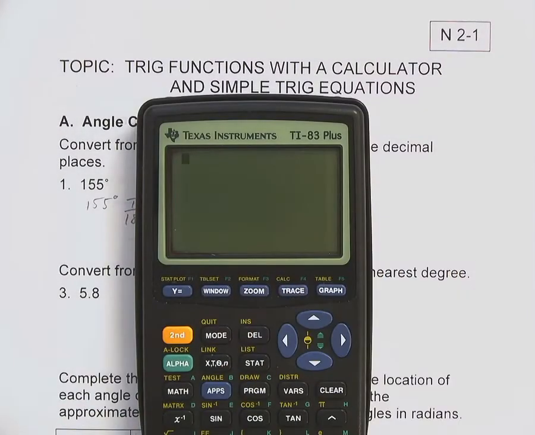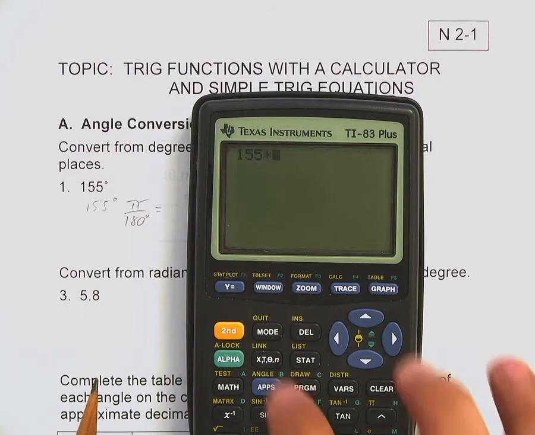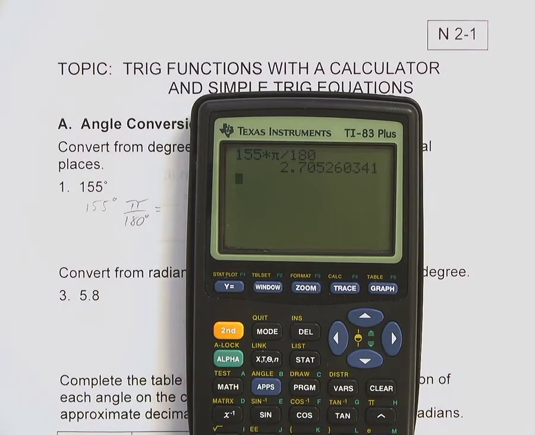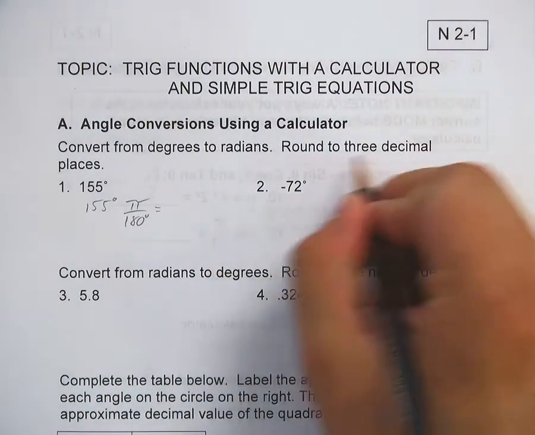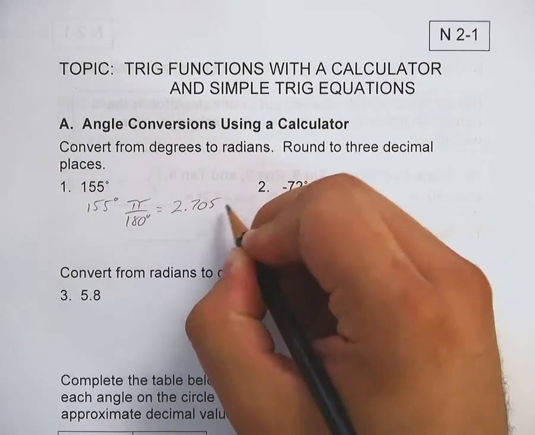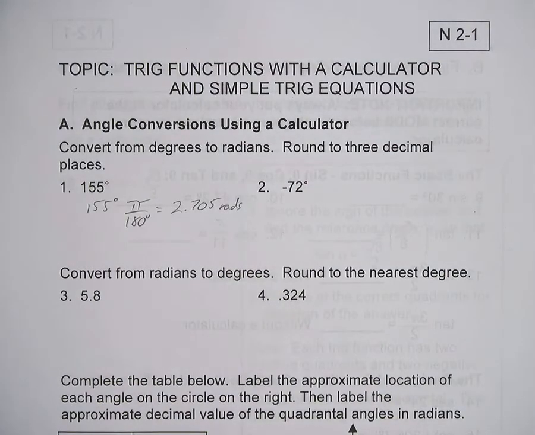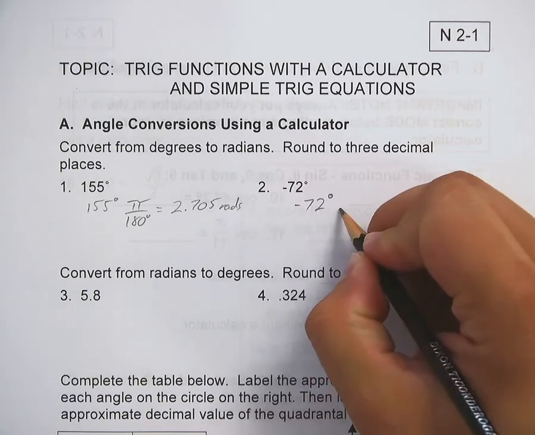And look, I have my handy dandy calculator here. Times pi over 180 gives 2.705. Three decimal places unless I tell you otherwise. It says so right here. 2.705 rads. Now notice when I'm using a calculator, I'm not really caring about keeping that pi symbol there.